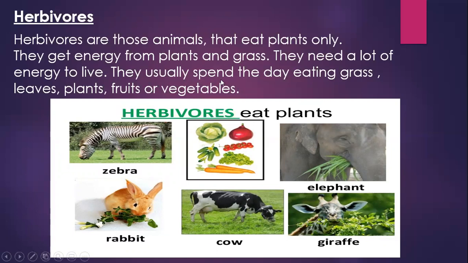Different parts of the plants or trees, they spend their whole day eating these plants or the different parts of the plants like vegetables, fruits, or their stem or roots. These animals who eat only plants, we call them herbivores. Herbivores are animals that eat plants only, just like these animals: zebra, rabbit, cow, giraffe, and elephant.